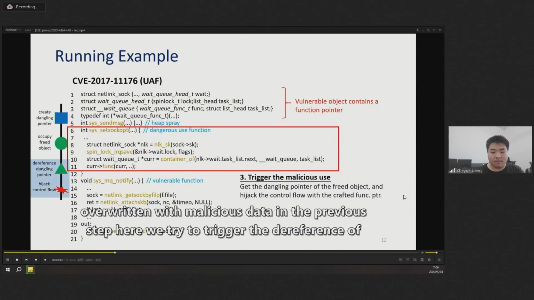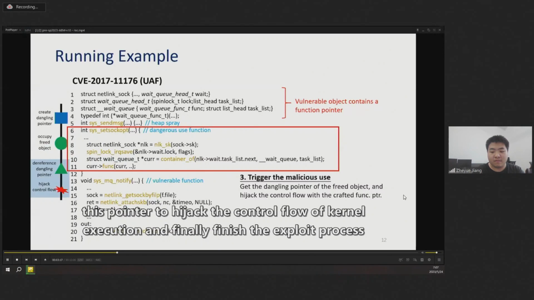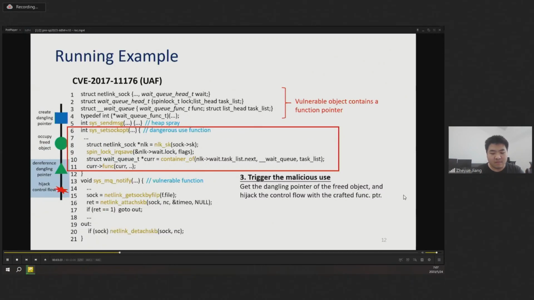Here we try to trigger the dereference of this pointer to hijack the control flow of kernel execution, and finally finish the exploit process.